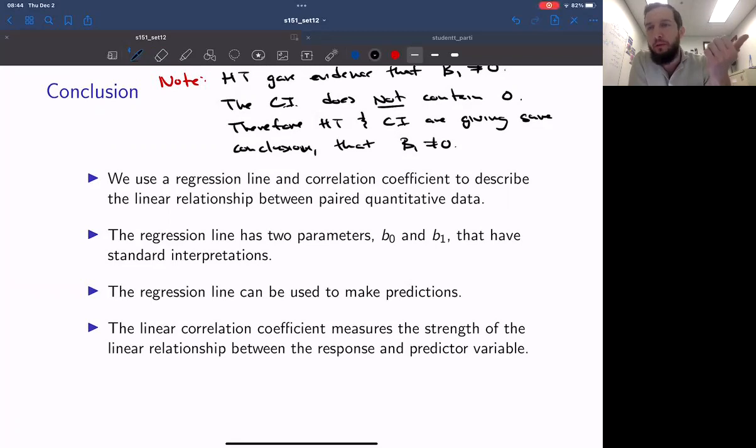One of the main purposes of a regression line is prediction. So we're trying to use the line to determine the value of the response given a set value for the predictor.